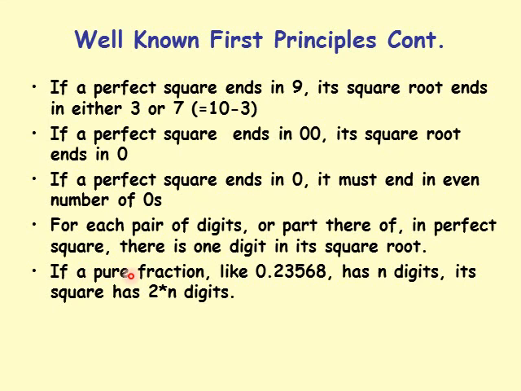If a pure fraction like 0.23568 has n digits, its square has 2 times n digits.